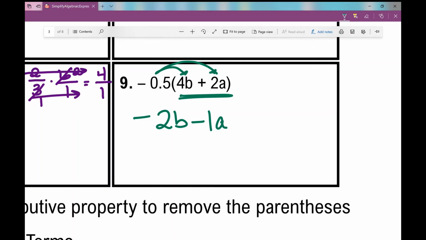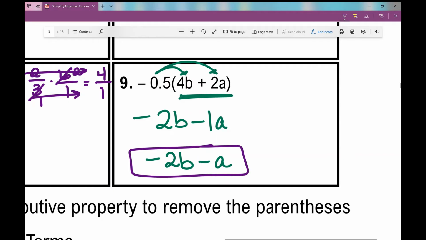Negative 1/2 times positive 2 is negative 1. Don't forget your variable. You can also write it like this, negative 2b minus a. In fact, if you're ever given a multiple choice test, this will be your answer. You won't have a 1 in front of the variable, but it means the same thing.